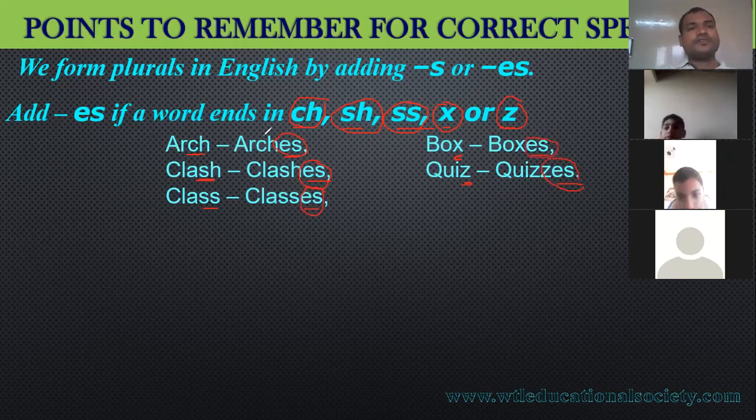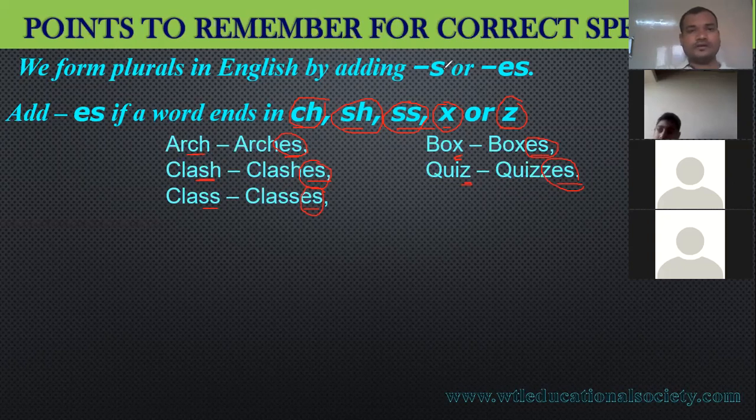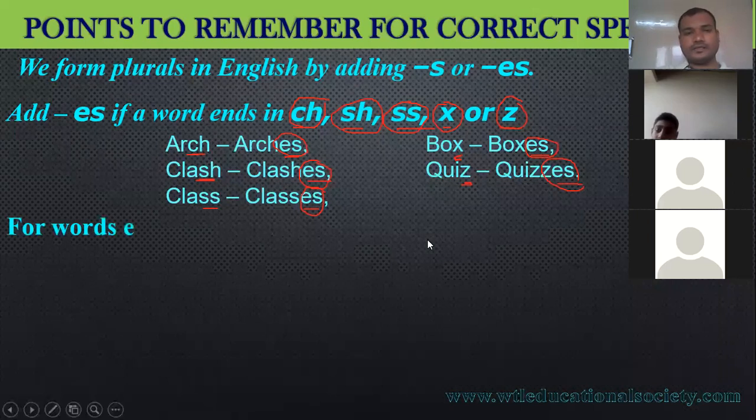So if a word ends with any one of these endings, then you have to add es. That is the rule. Understood this concept now? Yes, sir. Next point.